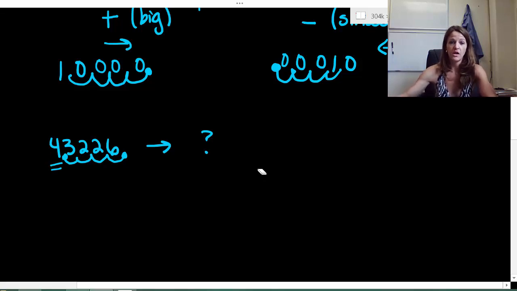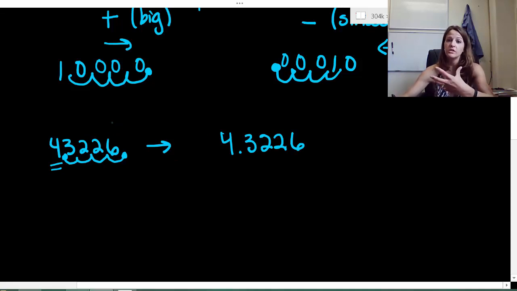So this then becomes 4.3226. You have to use all these numbers. You can't drop them. If we give you a real number other than 0, you have to keep writing them out. So you can't just round it to 4.3 or 4.32. You must write out all these numbers.